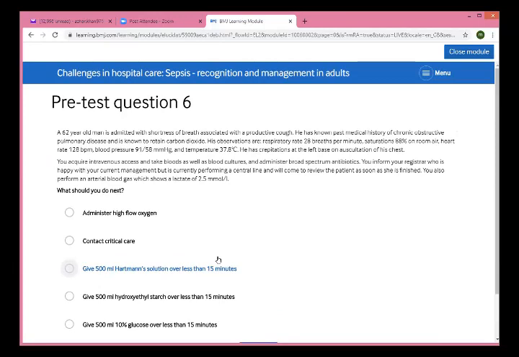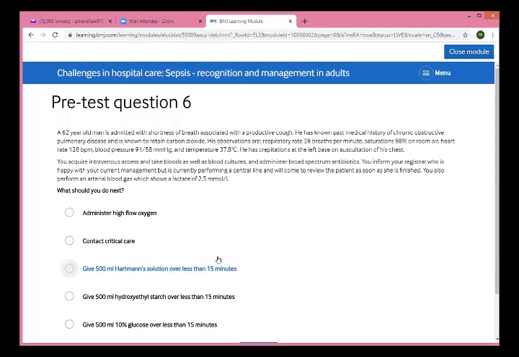Right, a 62-year-old man is admitted with shortness of breath associated with a productive cough, right? Chest, past medical history COPD. He's a CO2 retainer, so he tends to have type 2 respiratory failure. He's hypoxic, but 88 is okay for a COPD. Tachypnoeic, high temperature, tachycardic, and lowish blood pressure.